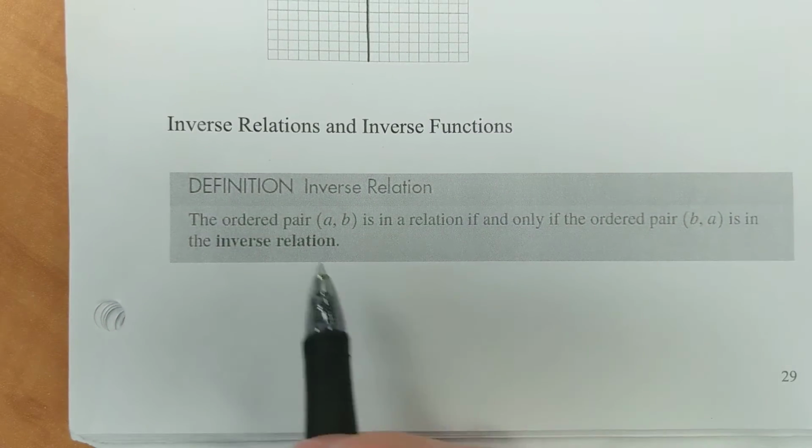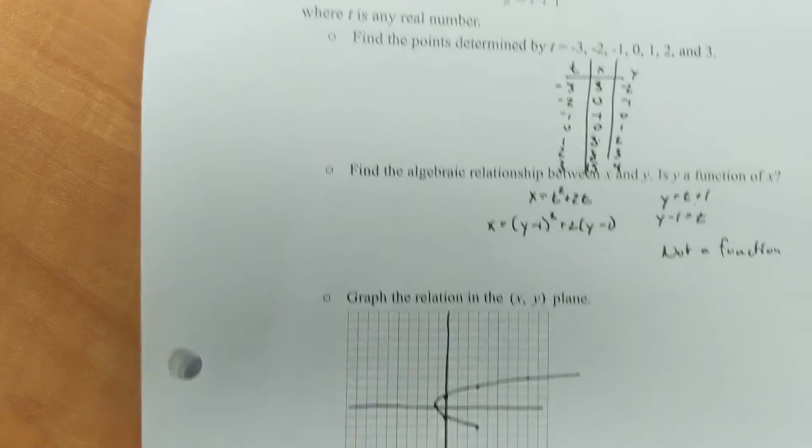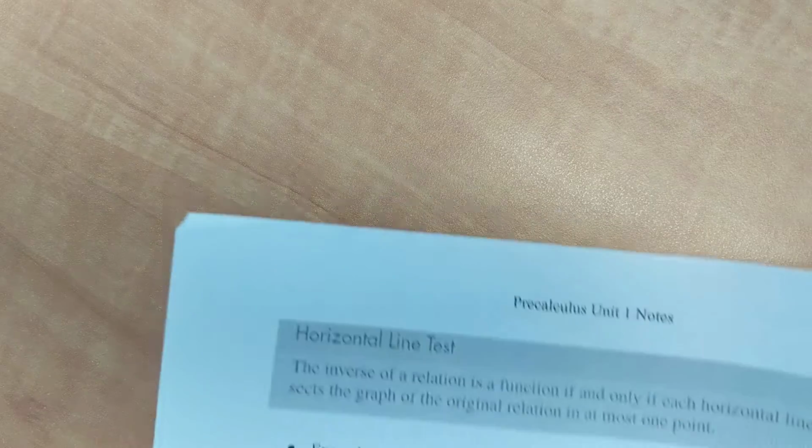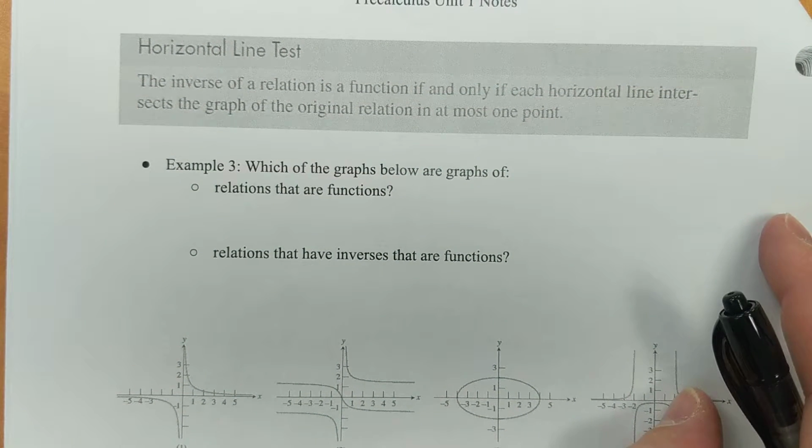All right, so down here we've got inverse relations and inverse functions. An inverse relation just reverses the x and y values. So examples 1 and 2, those are inverses of each other. The x and the y's reverse their order. Up here at the top, you've got what's referred to as the horizontal line test.